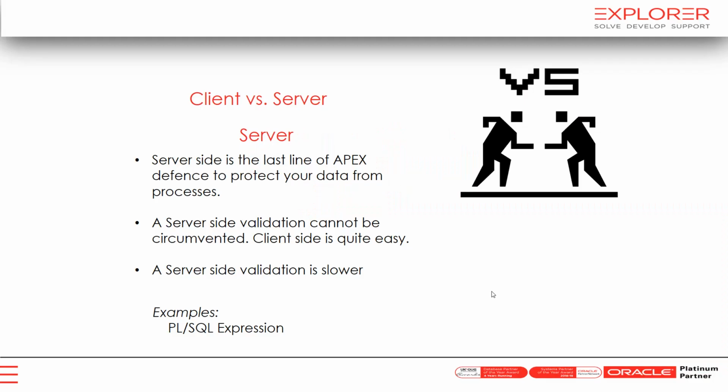Right, so let's look at validation comparison. Let's compare client versus server. Server side is the last line of Apex defense to protect your data from your processes. It's not the last line of defense. The last line of defense would be your database table constraints, column positions, trigger validations, that kind of thing. A server validation cannot be circumvented.